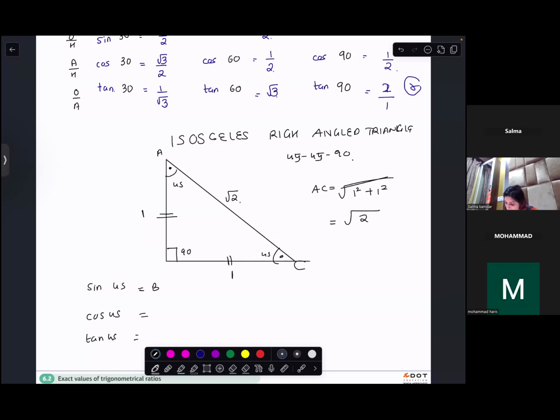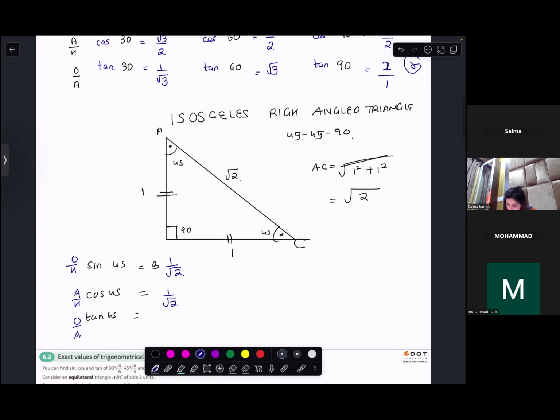So your sine 45 would be opposite over hypotenuse, cos is adjacent over hypotenuse, and tan is opposite by adjacent. So sine 45 is 1 divided by root 2, and then cos 45 is again 1 divided by root 2, and then tan 45 is 1 divided by 1, which would be 1.